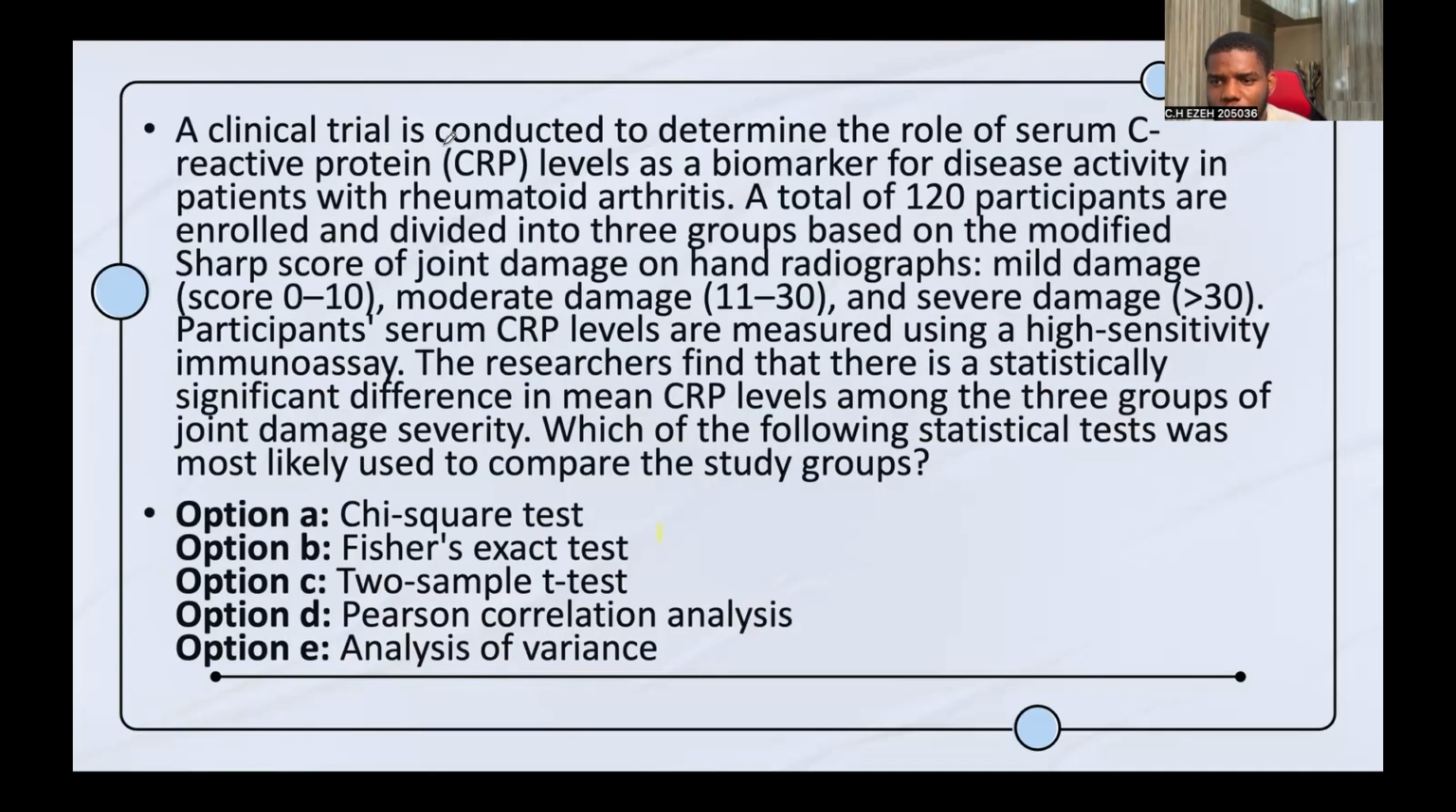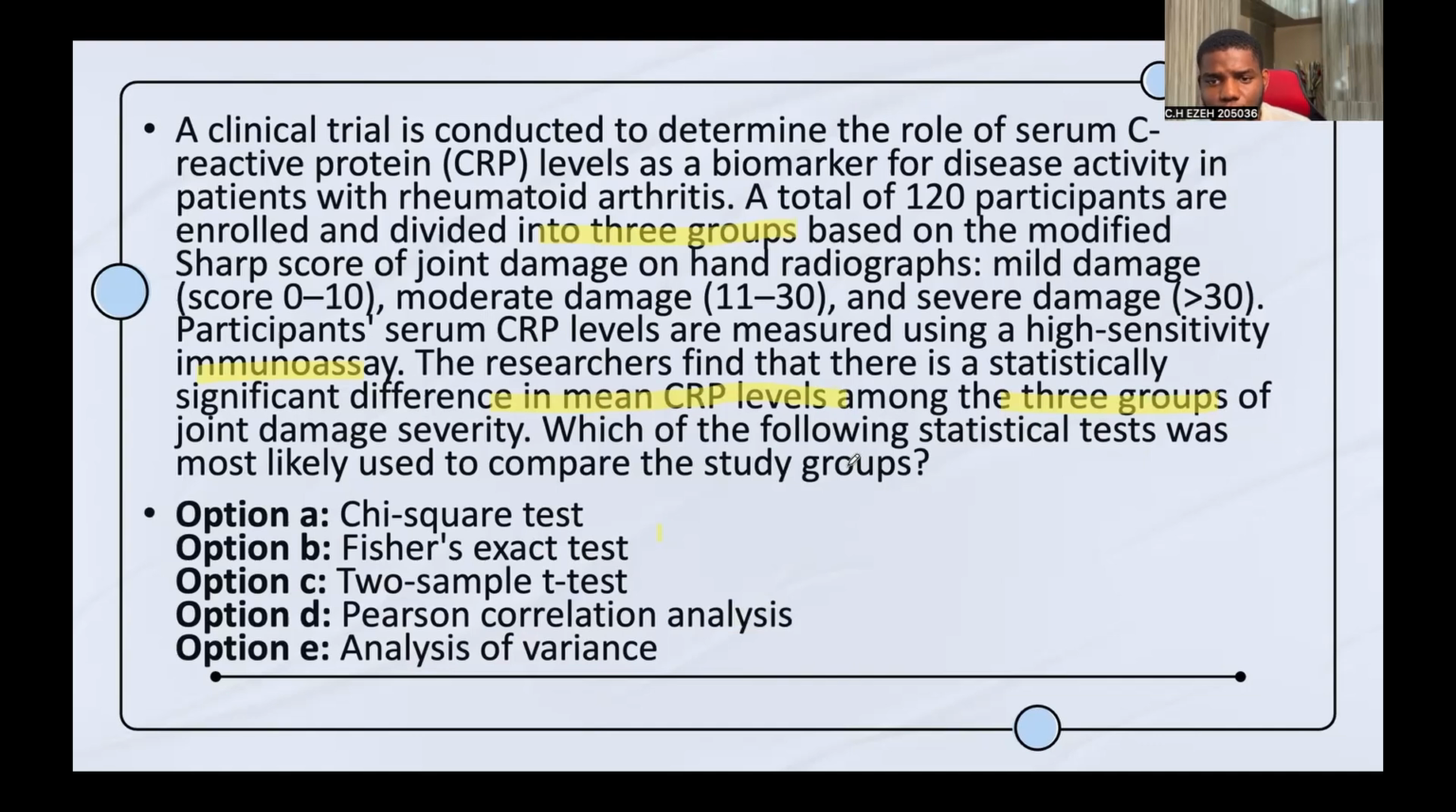A clinical trial is conducted to determine the role of C-reactive protein levels as a biomarker for disease activity in patients with rheumatoid arthritis. A total of 120 participants are enrolled and divided into 3 groups based on modified Sharp score of joint damage on hand radiographs. Mild damage score 0 to 10, moderate damage 11 to 30, and severe damage greater than 30. Participants' serum CRP levels are measured using high-sensitivity immunoassay. The researchers find that there is a statistically significant difference in mean CRP levels among the three groups of joint damage severity. Which of the following statistical tests was most likely used to compare the study groups?